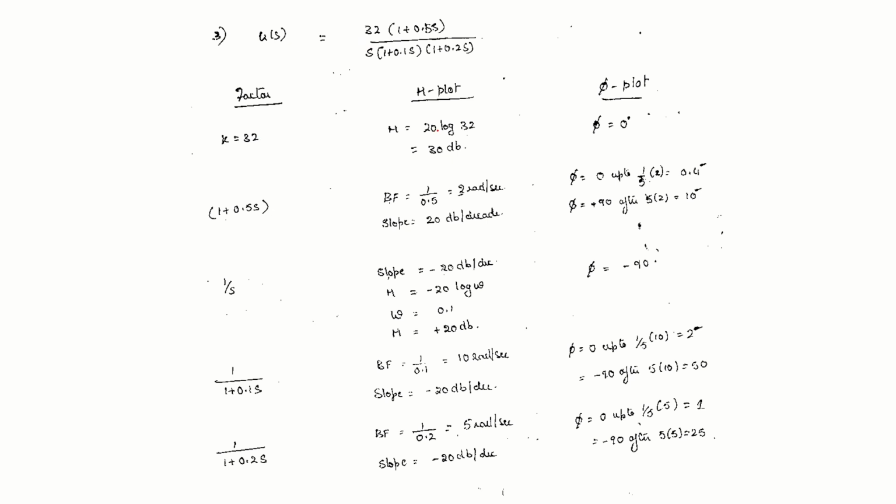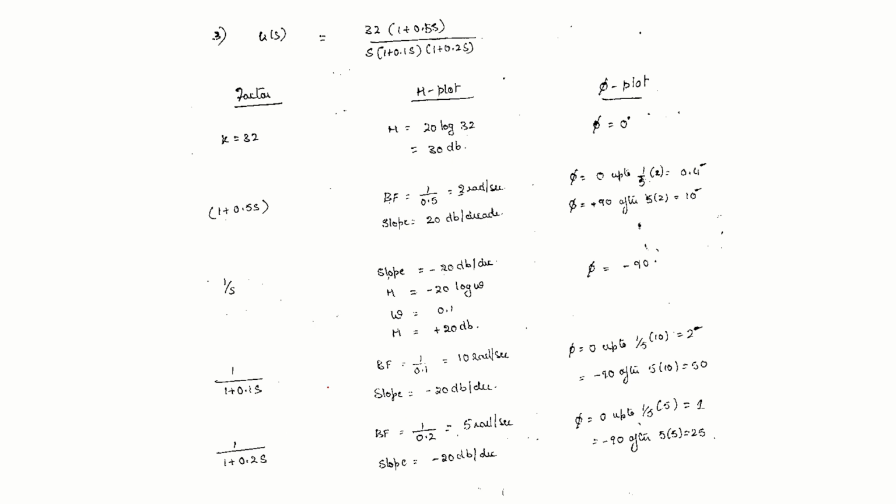So 20 log 32, that is 30 decibel, phase angle is 0. 1 plus 0.5 s is a finite 0, break frequency is 1 by 0.5, that is 2 radians per second, slope is plus 20 dB. 1/5 of 2 is 0.4, and 5 times 2 is 10. The phase angle varies from 0 to plus 90. 1 by s, slope is minus 20 dB per decade, magnitude is minus 20 log omega. When omega is 0.1, magnitude is 20 dB. Phase angle is minus 90 degree.